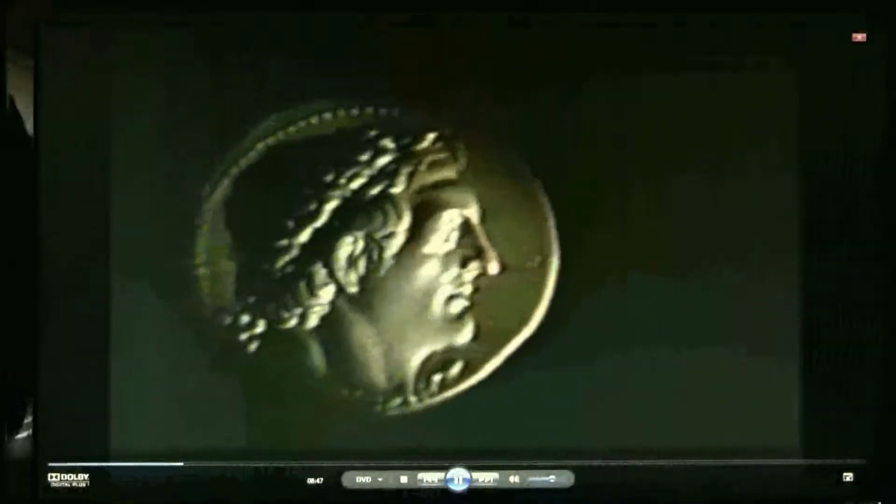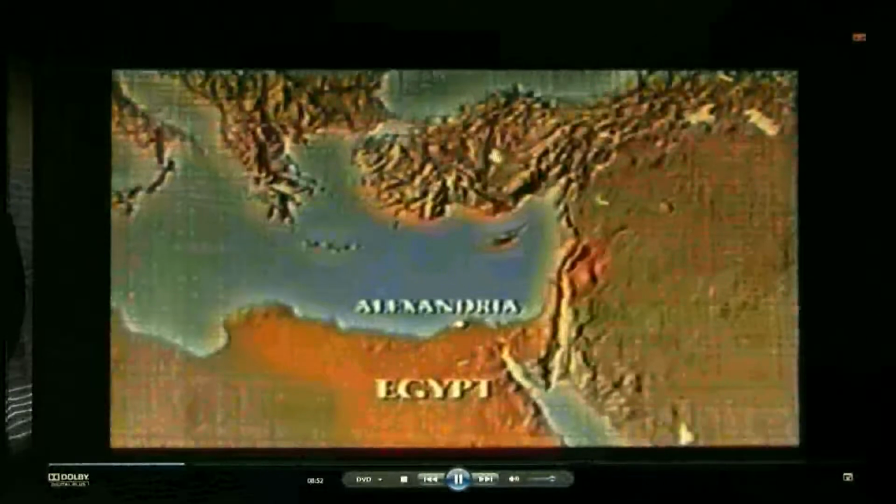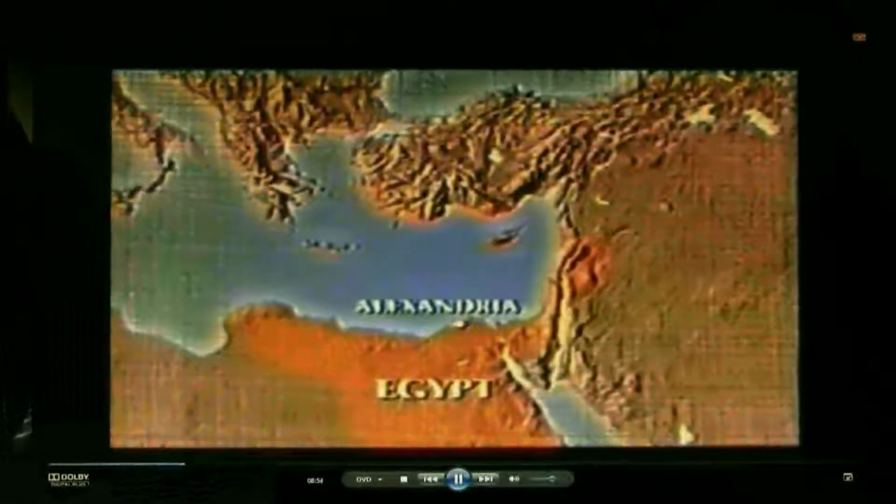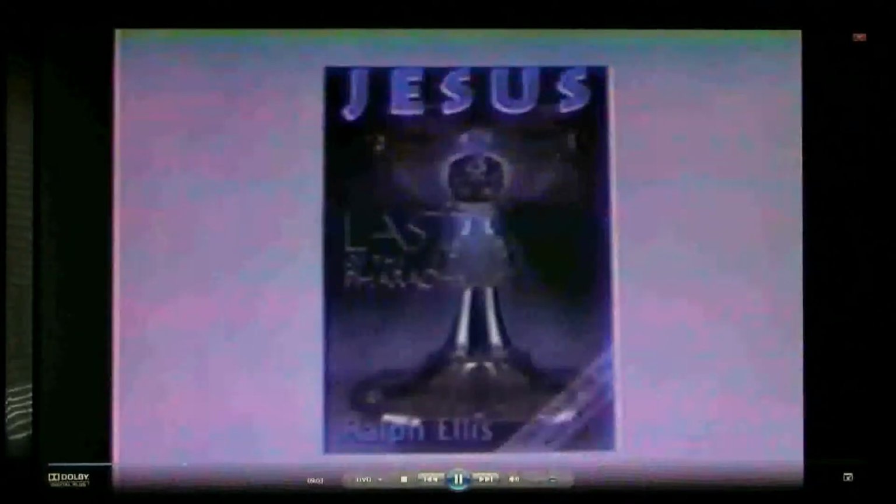By 322 BC, their leader, Alexander the Great, reconquered Egypt and appointed his general, Ptolemy I, as the new Hebrew pharaoh of Egypt. Cleopatra was the last in a succession of Hebrew Ptolemy kings. Although Cleopatra is considered to be the last of the Egyptian pharaohs, author Ralph Ellis claims that Jesus was the last of the Hebrew pharaohs of Egypt. Jesus, a pharaoh? How is that possible?